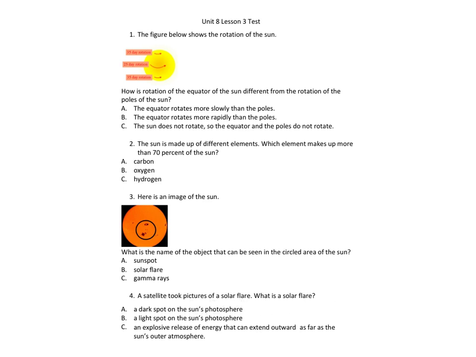Number 4. A satellite took pictures of a solar flare. What is a solar flare? A. A dark spot on the Sun's photosphere. B. A light spot on the Sun's photosphere. C. An explosive release of energy that can extend outward as far as the Sun's outer atmosphere.